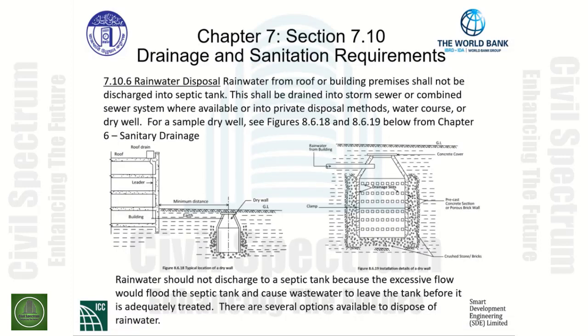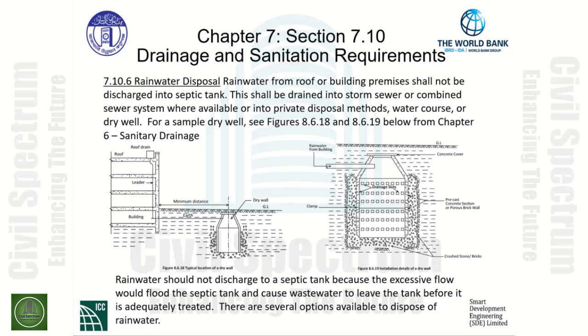Rainwater disposal is specifically identified in section 7.10.6. It helps us understand that rainwater from roof or building premises shall not be discharged into septic tanks. This shall be drained into storm sewers or combined sewer systems where available, or into private disposal methods, water courses, or dry wells. For a sample dry well, see figures 8.6.18 and 8.6.19 below from Chapter 6, Sanitary Drainage.